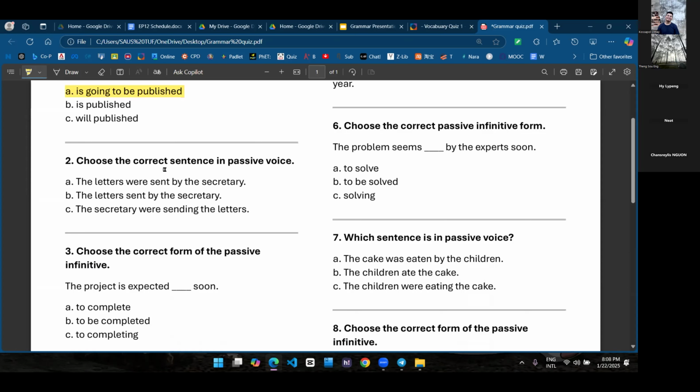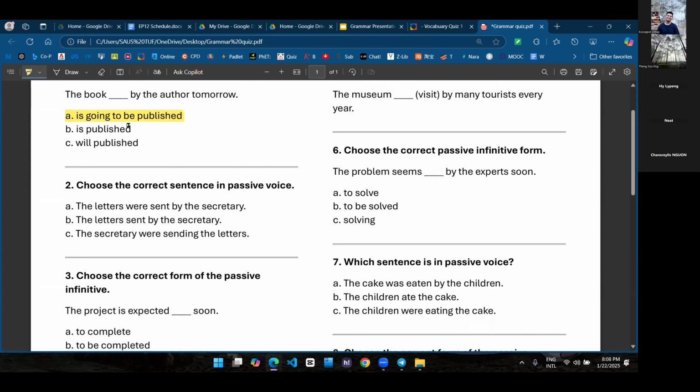They want us to choose the correct sentence in passive. So passive requires be and verb 3. So you've got be and verb 3. There's no verb to be. There is be, but it is used with verb ing. So the right one is A.